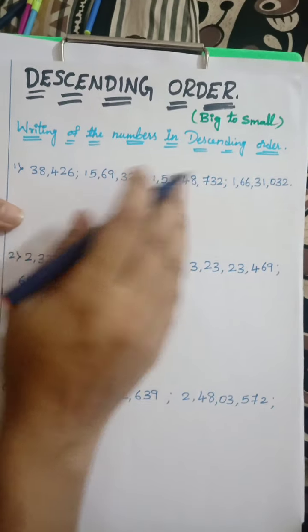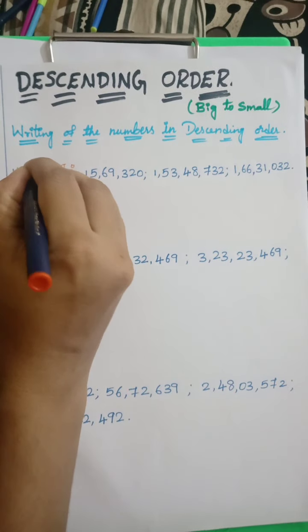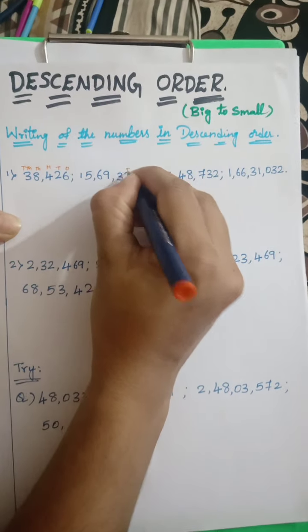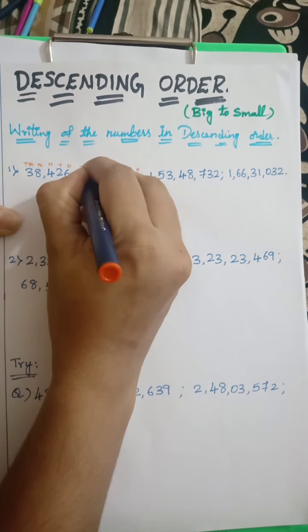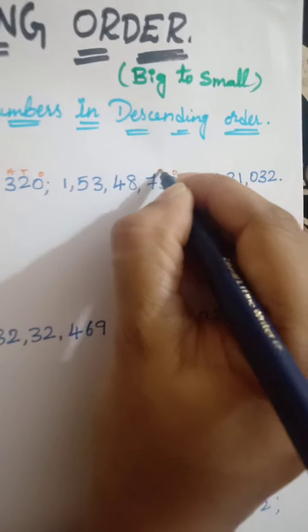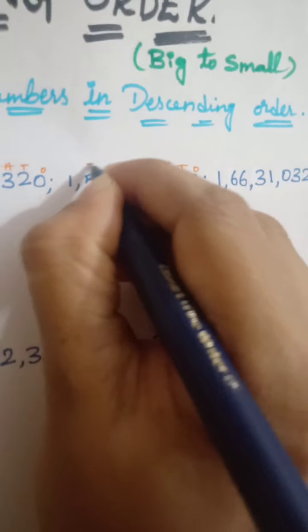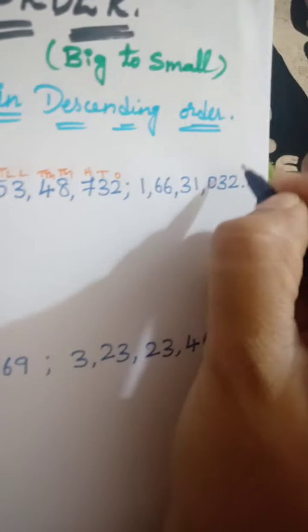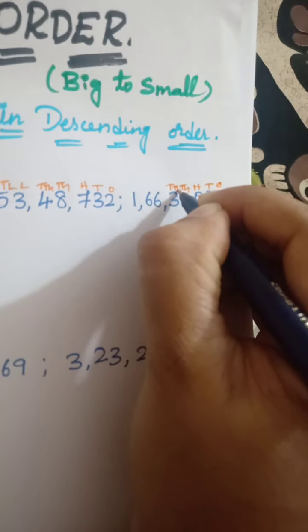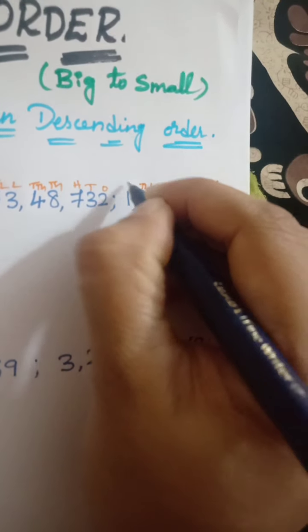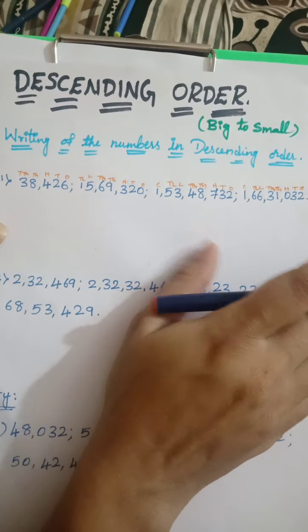First, let me write the place values. Ones, tens, hundreds, thousand, 10,000, lakh, 10 lakh, crore. Now we have written the place values, done.